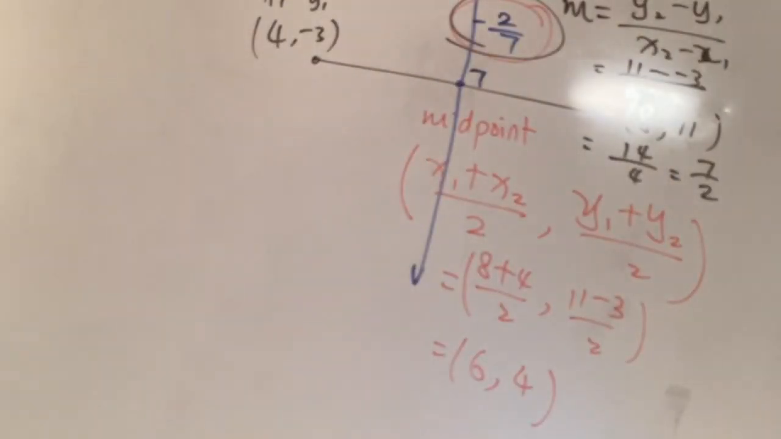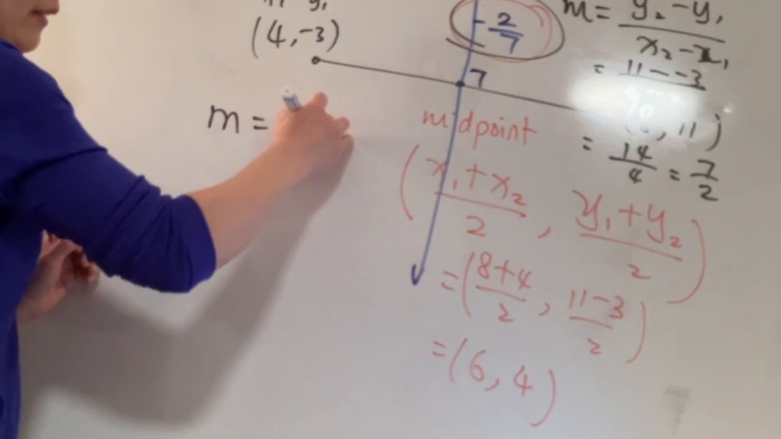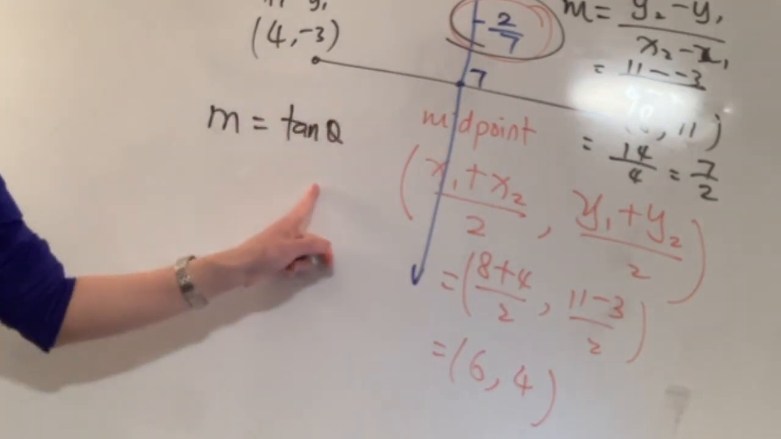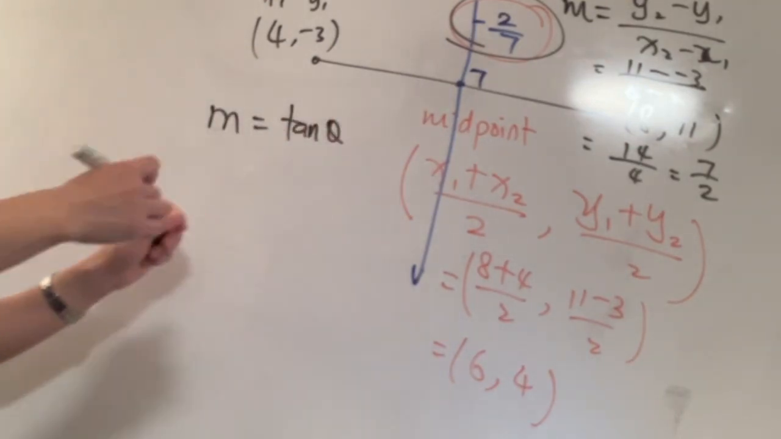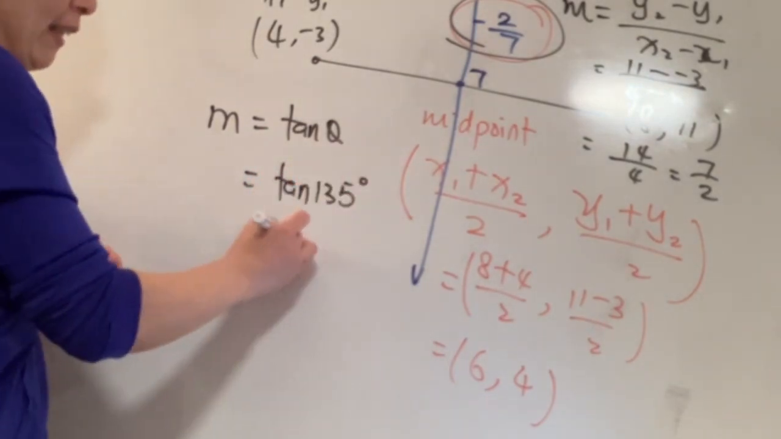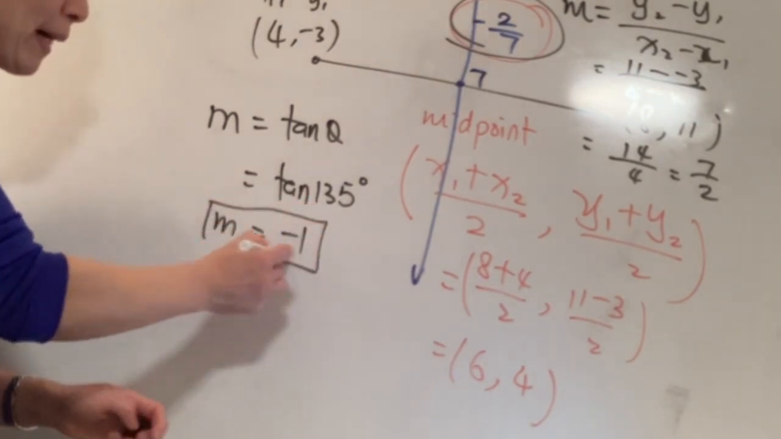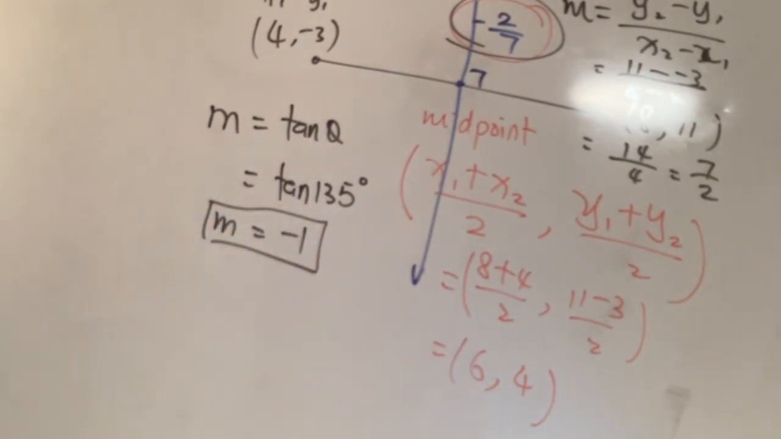Any other questions that you cannot do? Whenever you have angle of inclination, that means you are going to use m equal to tan theta. If your angle given to you is 135, you just put in tan 135 in the calculator. It's going to end up being minus 1. So the question is telling you the gradient is minus 1.